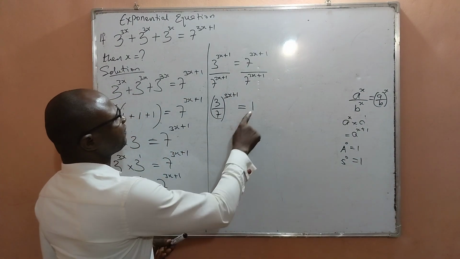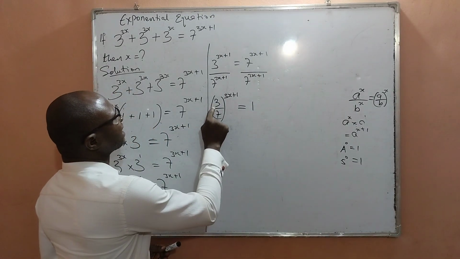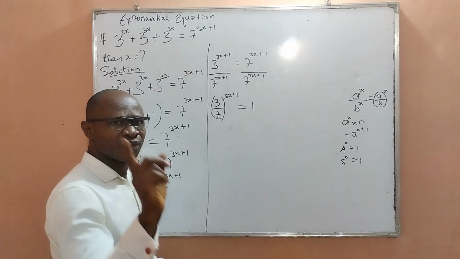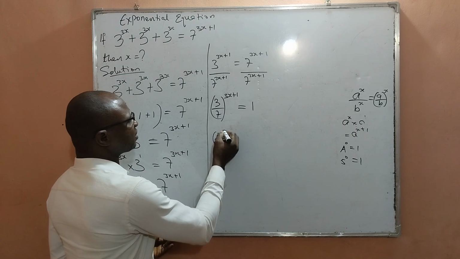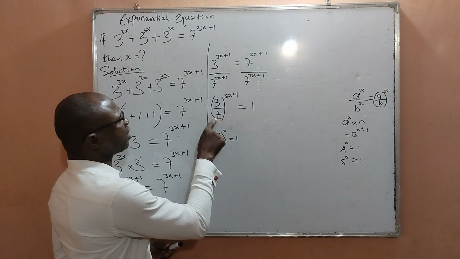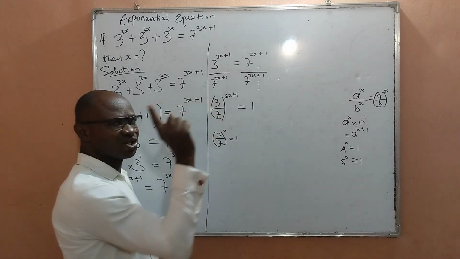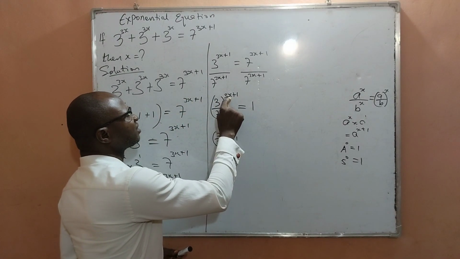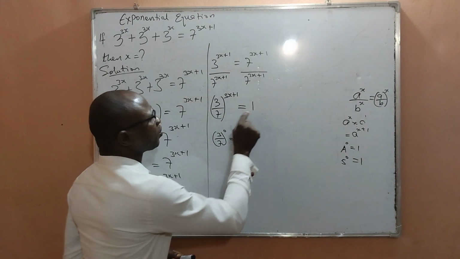Therefore, if I have 1 on the right hand side, and on the left hand side I have 3 over 7 raised to the power 3x plus 1, it means that 3 over 7 raised to the power 0 will still give me 1. So the only thing that can make me get 1 on the left hand side is when the power is 0. So if the power of 3 over 7 is 0, the left hand side will be 1. Therefore, I will now have 1 equal to 1.